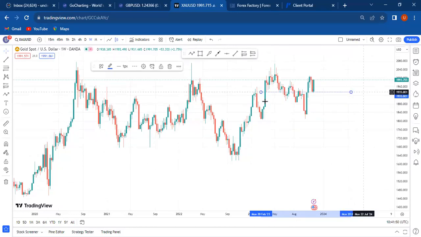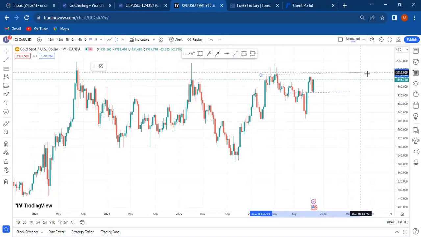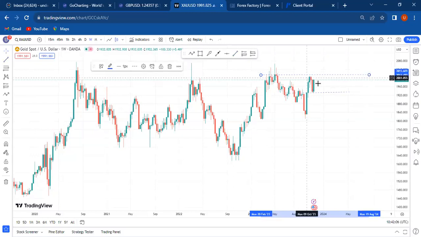This is a rejection. Okay, so I'm using another one. This is also a resistance. This is a resistance. Right? So this is a resistance. This is another resistance. Then let's go to the daily time frame.